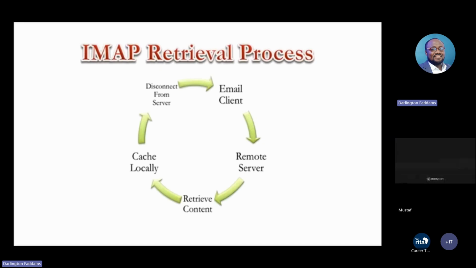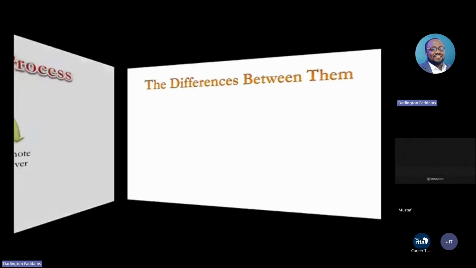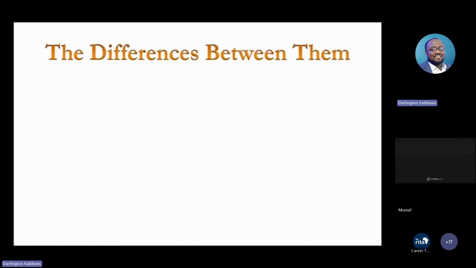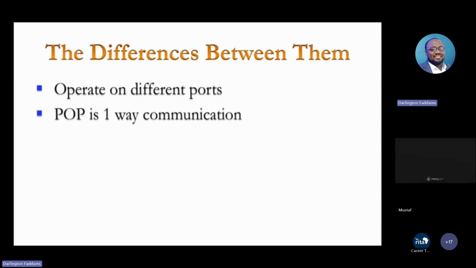It then pulls the user-requested content and caches it locally. Then it disconnects from the server. There are several differences between IMAP and POP. The two protocols generally operate on different ports. Essentially, POP is a one-way communication path, whereas IMAP offers two-way synchronization between server and client.